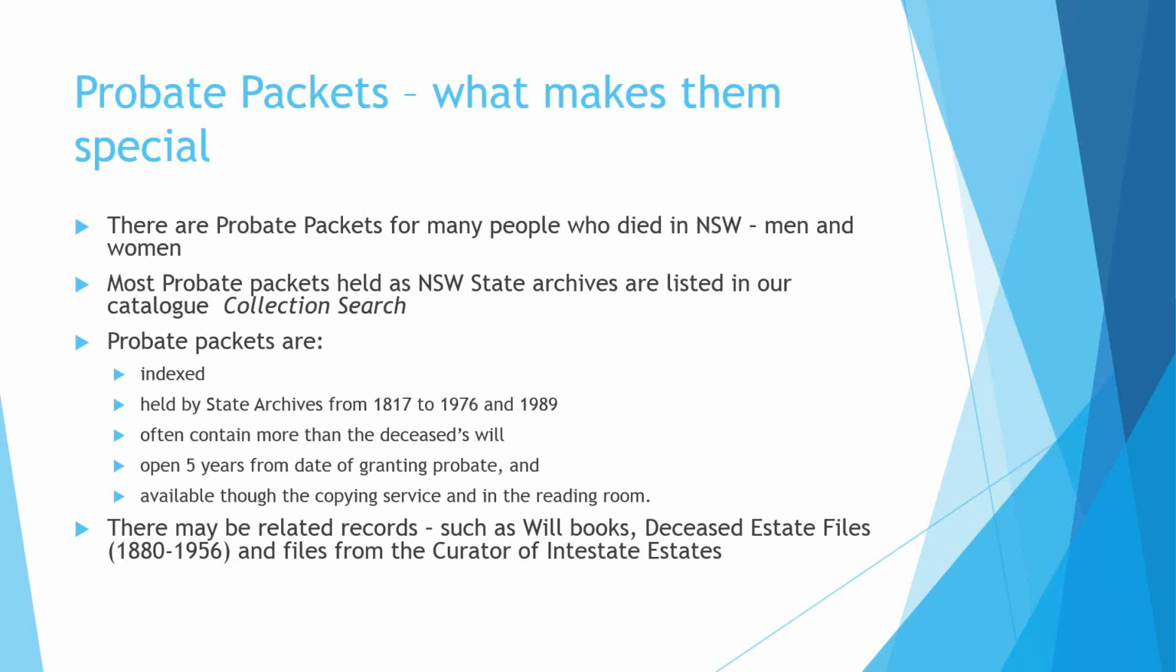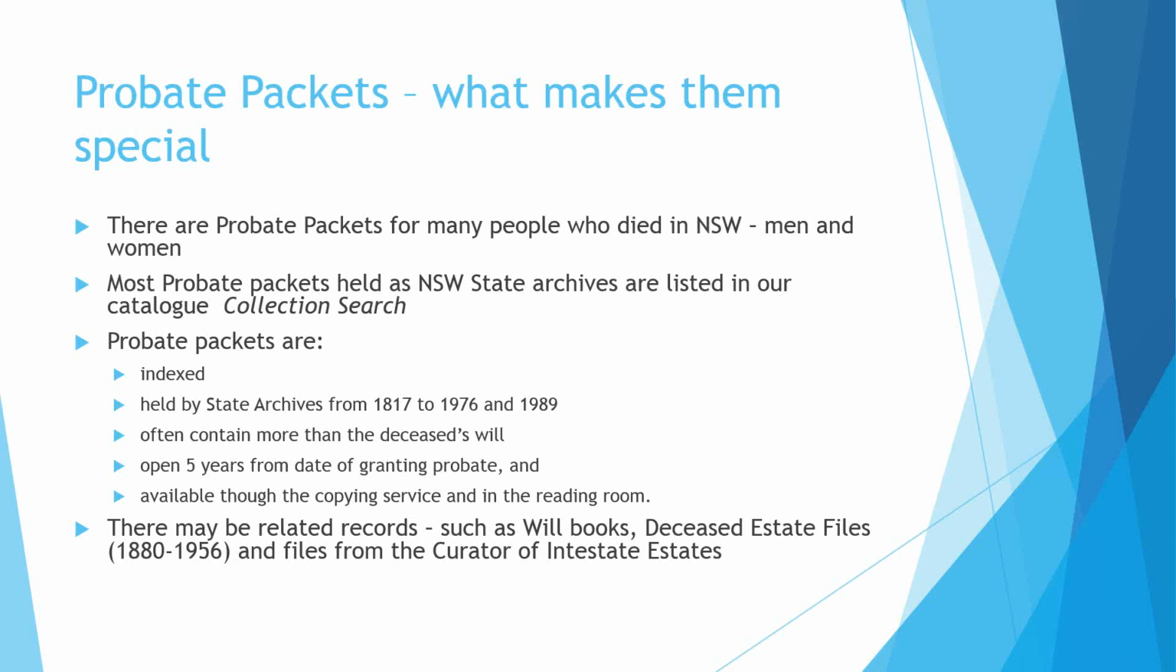Most of the probate packets held in our collection are listed in our catalogue collection search, and they're listed by the name of the deceased. So that's very good. It means that they're indexed. You can look up the person's name in the catalogue and see if there's a probate packet there for that person. As we said before, we've got 1817 to 1976 and probate packets from 1989 in the collection.